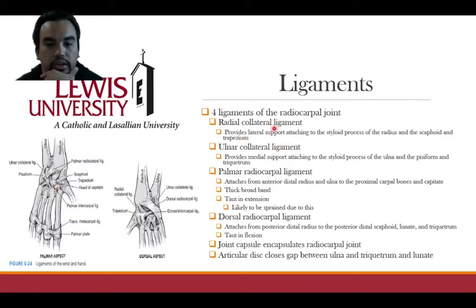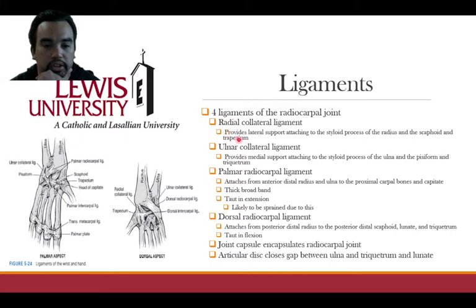So we have the radial collateral ligament. Since it's a collateral, we know it's on the outside, and it's going to provide some type of lateral support. That means there's another one, the ulnar collateral ligament, right?